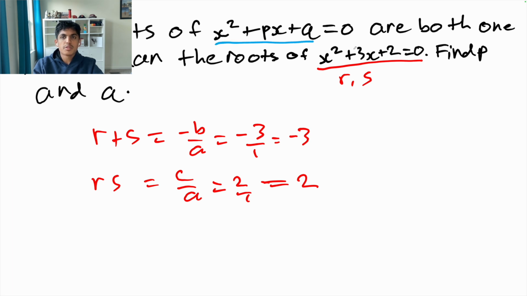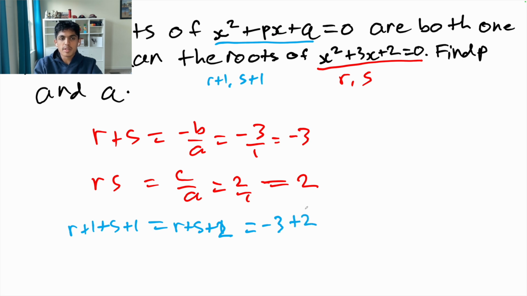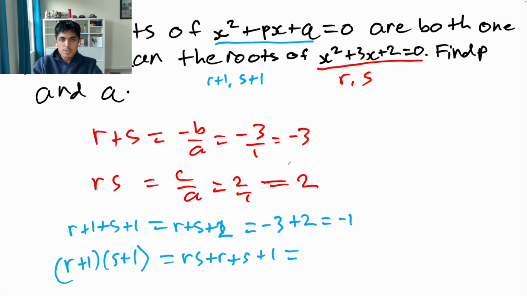So now for this quadratic, the roots are each going to be one more than the roots of this quadratic, so they're going to be r plus 1 and s plus 1. So the sum of the roots in this case is going to be r plus 1 plus s plus 1 equals r plus s plus 2, my bad, which is equal to negative 3 plus 2, because we already found r plus s here, and it's going to be negative 1. The product of the roots is going to be (r plus 1) times (s plus 1), which is going to be rs plus r plus s plus 1, which is going to be rs is 2, r plus s is negative 3, and plus 1 equals 0. Okay, so far so good.